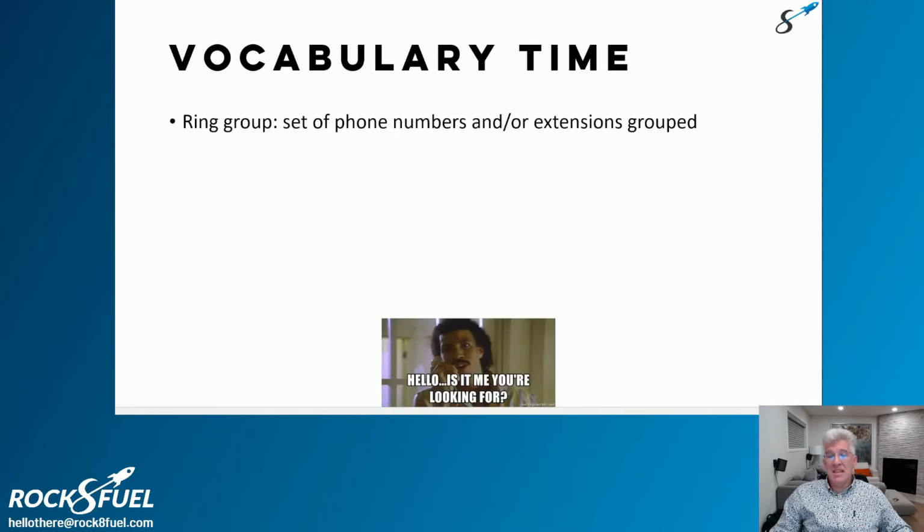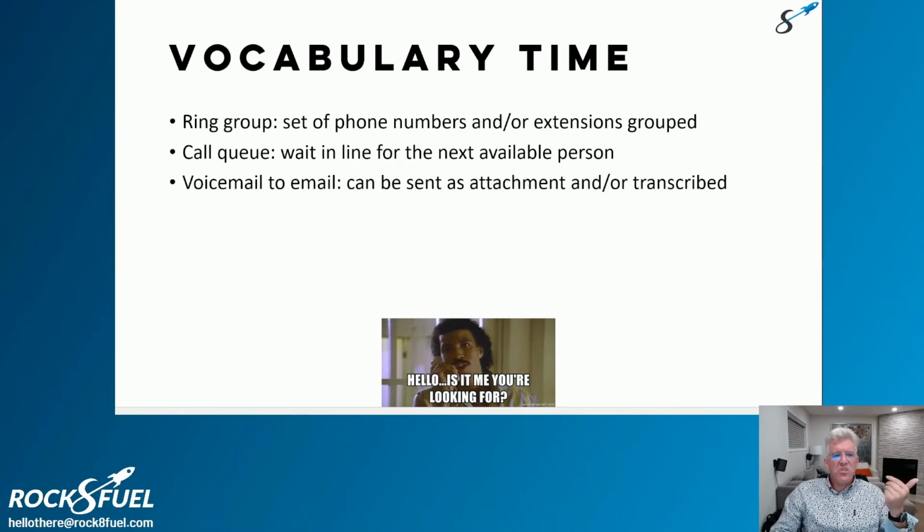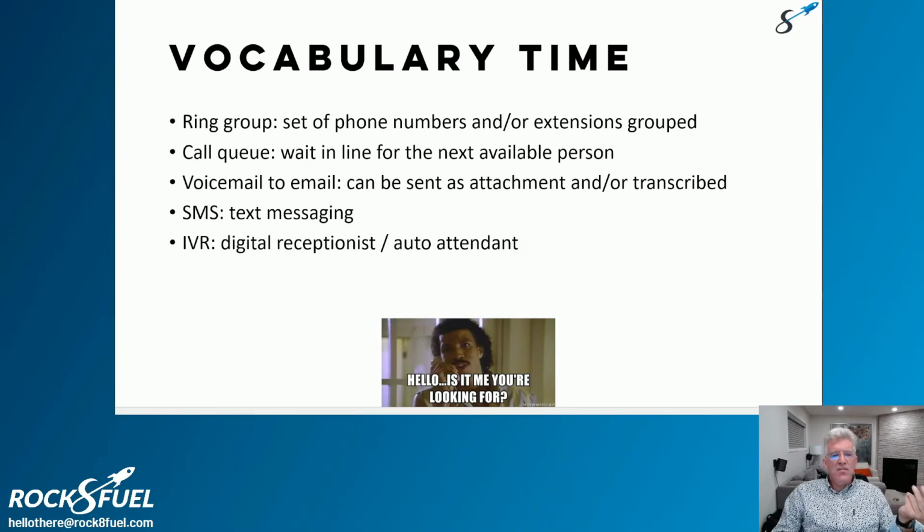A ring group is a group of phone numbers or extensions that you can get to ring at the same time. A call queue is when you call a customer service line or your bank, and the next attendant will be with you within a number of minutes. That's a call queue. Voicemail to email is a cool thing where you can get messages transcribed. SMS is text messaging. That one was easy. And IVR is that automated phone system. Hello, welcome to Company X. Press 1 for sales, press 2 for marketing.